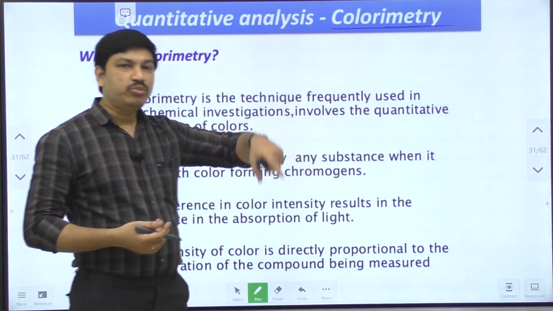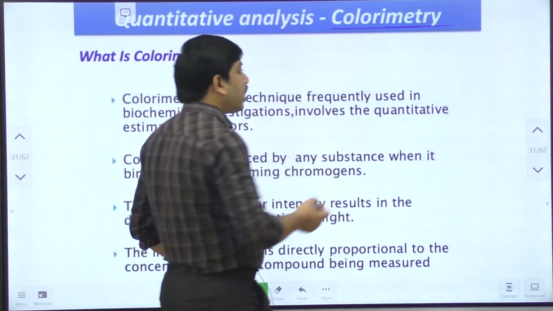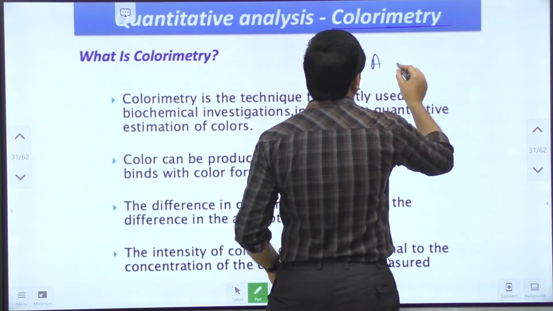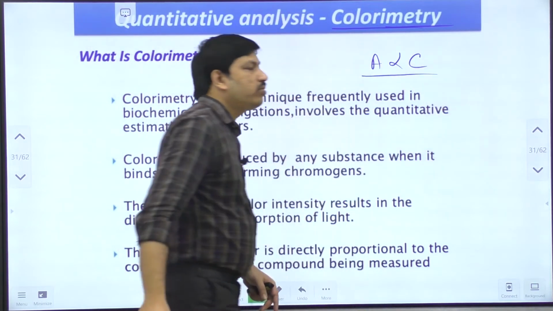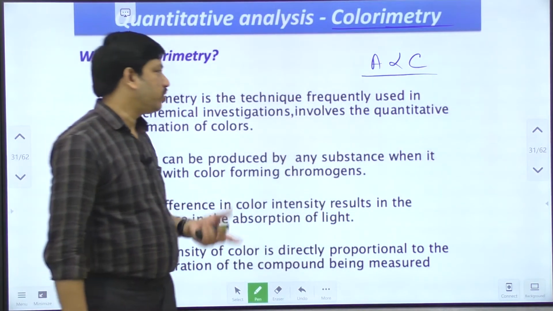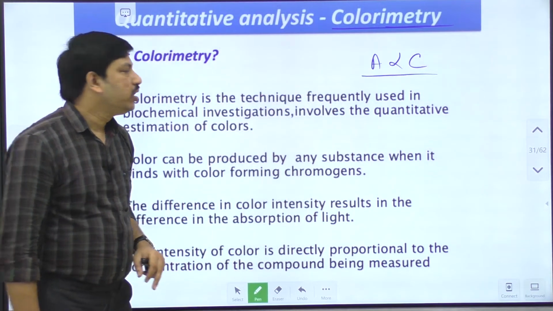So we have to measure the absorption values. The absorption values mainly depend on the color, on the concentration of the solution. As we know, according to Beer-Lambert's law, absorption values are directly proportional to the concentration of the unknown solution. So once the concentration increases, absorption values also increase.